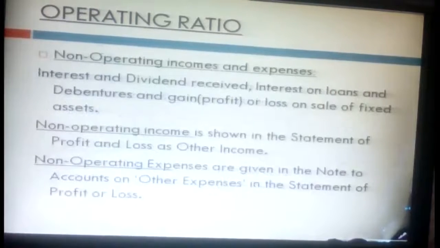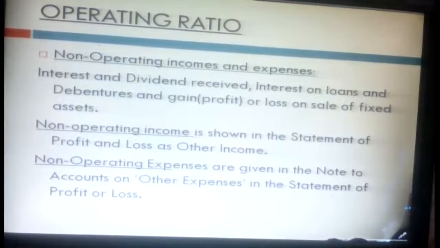So what are the items coming under non-operating incomes? Interest and dividends received, interest on loans and debentures, and gain, profit or loss on sale of fixed assets. Then non-operating income is shown in the statement of profit and loss as other income. In the statement of profit and loss you will see that. Then non-operating expenses are given in the note to accounts on other expenses. So accordingly we will consider for the work.